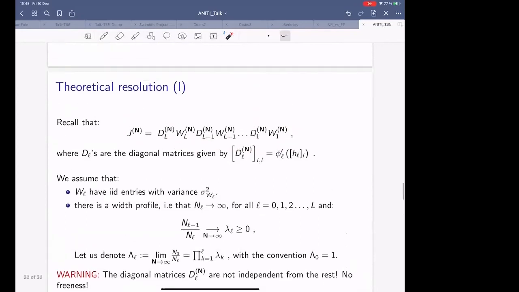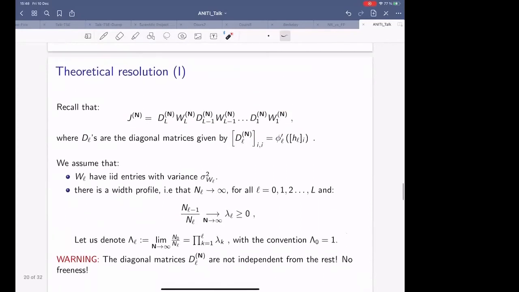Okay, I forgot to say something. I'll make this comment about sizes. Sichin asked a question about the sizes, and that's a very good question. I'll get back to it. So we assume that the Ws have IID entries, just like Glorot initializations, just random initialization, and this is the variance. This is the hyperparameter of the initialization. You have some sort of width profile, meaning that N is large, but the ratio goes to something. And this is just a notation.